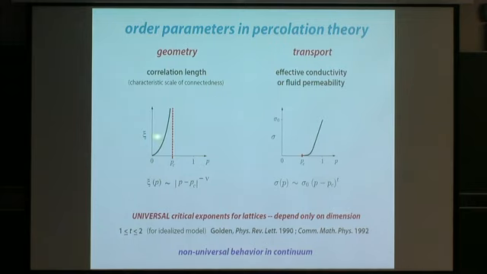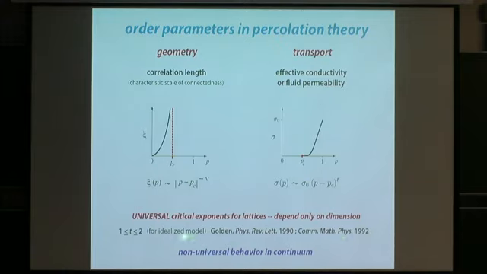So this is the divergence of the correlation length, and this is a so-called universal critical exponent, nu, that measures the divergence of that correlation length as things become connected over larger and larger scales as you approach the threshold. But what's more important is the formula for the effective conductivity or the fluid permeability in this percolation model. And there's a so-called universal critical exponent t that I did a lot of work on earlier in my career.